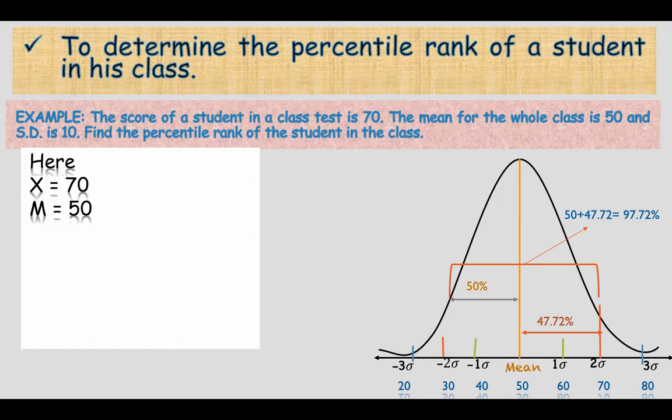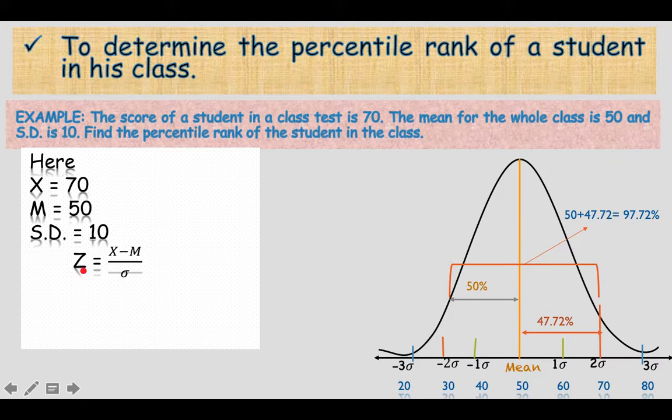We have given the mean of the class, that is 50, and the standard deviation, that is 10. To find the percentile rank of the student, we have to convert this raw score into the standard score, and you know how to convert the raw score into the standard score. If you don't know, here is the link. Click on this link and check how to convert the raw score into the standard score. This is known as the standard score, z-score.